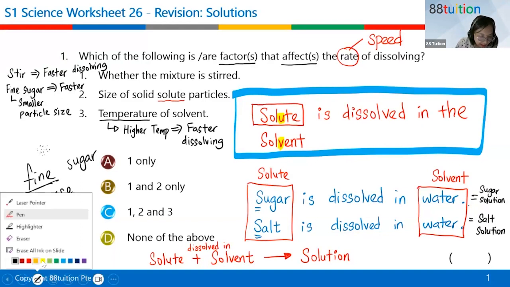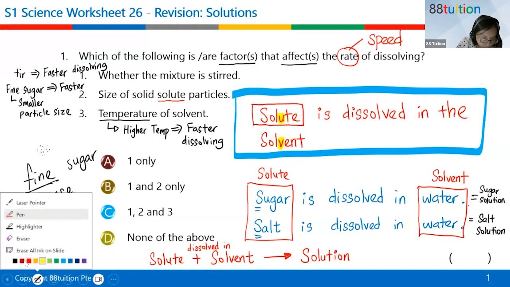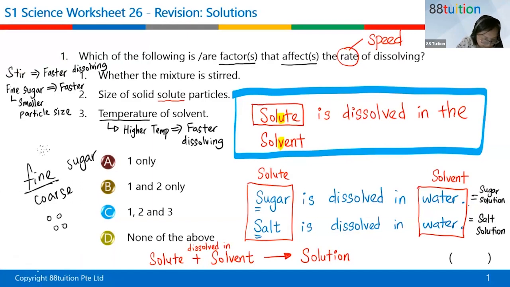Okay, so let me highlight. If you want to be faster, oh no. I hope there's an undo sometimes. Okay, in this. Okay, never mind.